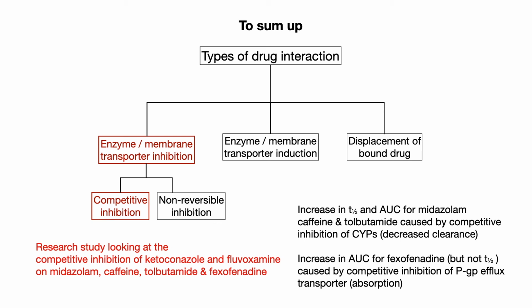We had an increase in half-life and area under the curve for Midazolam, Caffeine and Tolbutamide, which was caused by the competitive inhibition of certain CYP enzymes, which decreased their clearance. And we saw an increase in area under the curve for Flexophenidine, but not the half-life. And that was caused by competitive inhibition of the PGP efflux transporter. In other words, it was an effect on absorption.